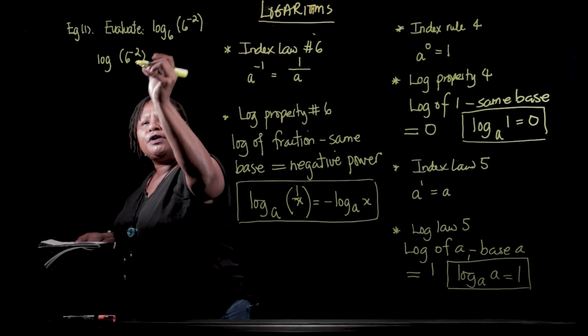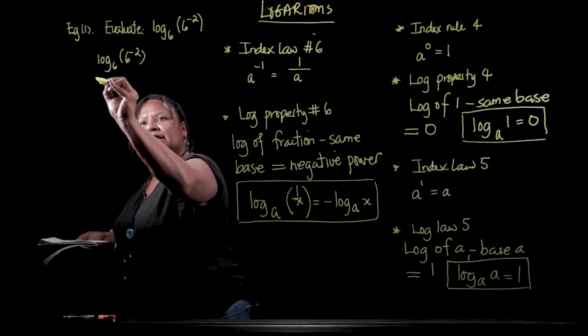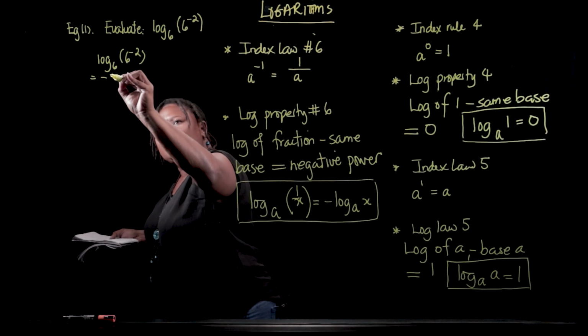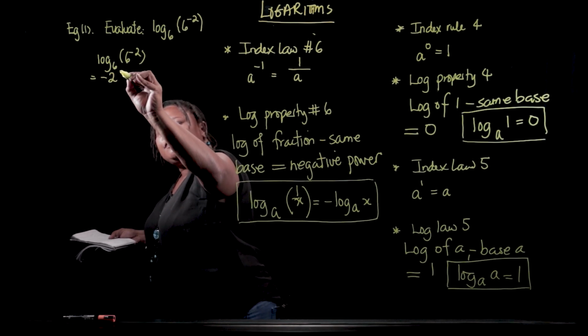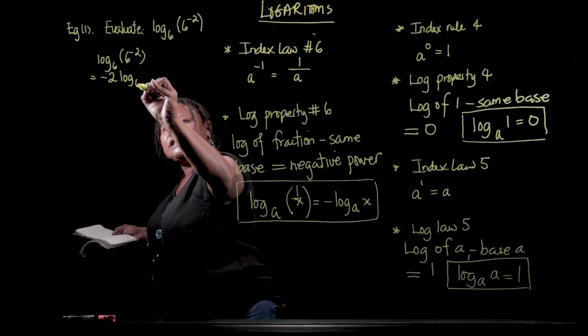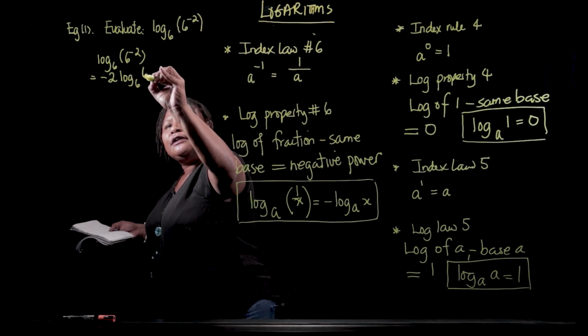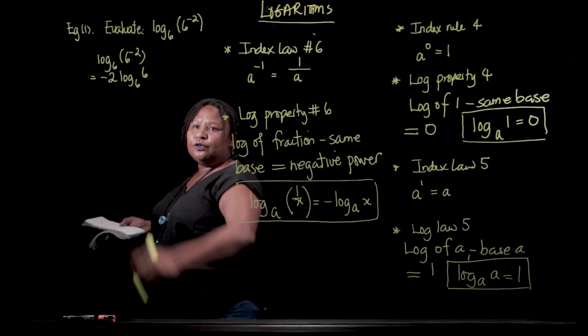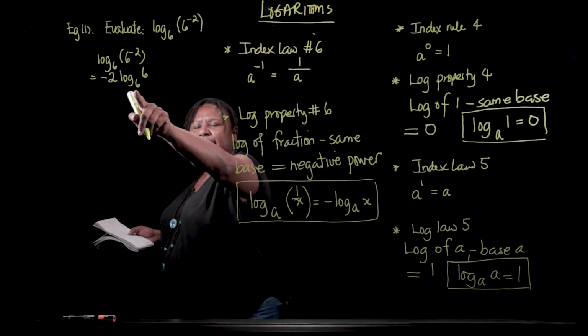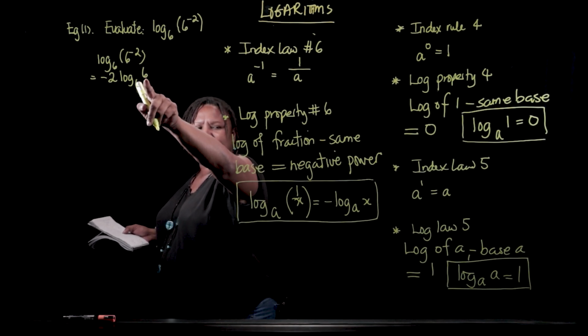Log of 6 to the power of negative 2 to base 6. All right, so take negative 2 across to the front: negative 2 log 6 to base 6. Now here you can see the base is 6 and the number here is 6.